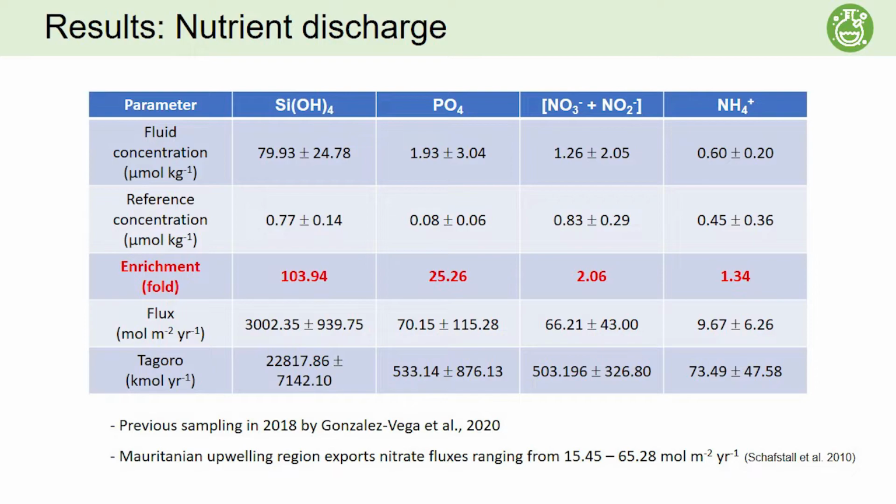And here we have the flux per square meter, this huge number here, and this is the estimated flux for the whole active area. That is massive. And even for the nitrates, we can say that it's comparable to the Mauritanian upwelling.